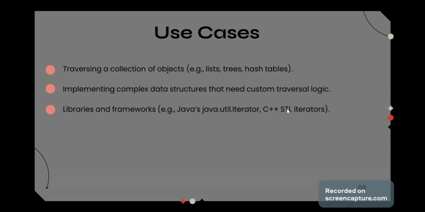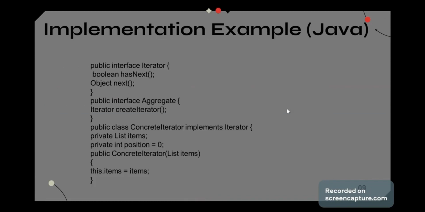Let's move forward to the coding implementation. Here we have simple code for an iterator implementation in Java. Firstly, we have the iterator interface, which defines two methods: hasNext, which is boolean and tells whether we have another item in the collection, and next, which retrieves the next item. Then we have the aggregate interface, which declares the method createIterator to create the iterator for traversing its elements.